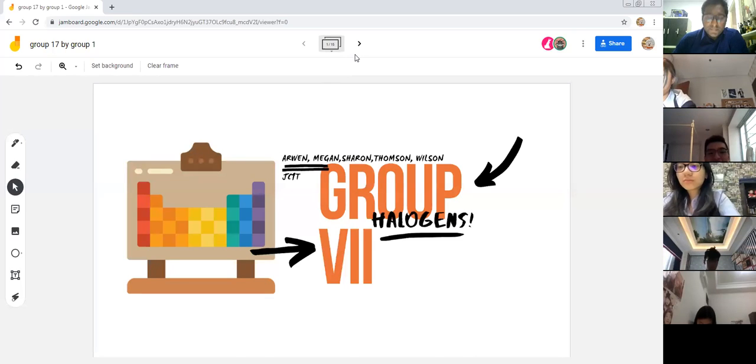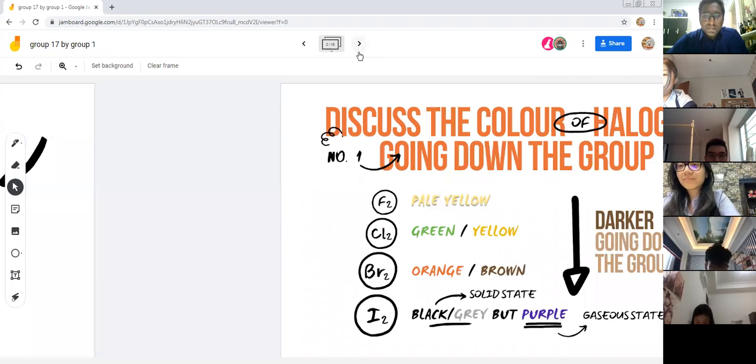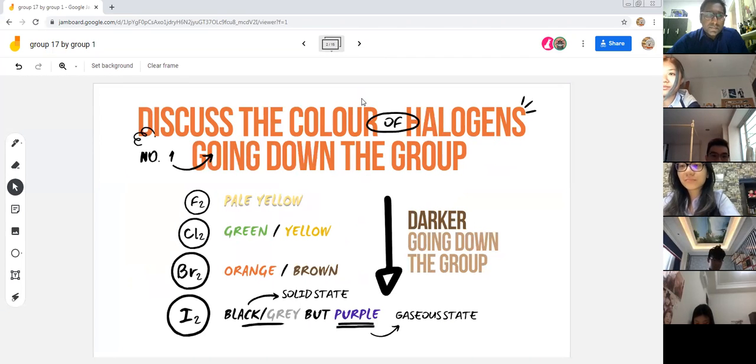JC1 Chemistry. Today we're going to talk about group 17, which are the halogens. The colors of the halogens going down the group will become darker. Fluorine will be pale yellow, chlorine will be green or yellow, bromine will be orange or brown, and iodine is black or gray when in solid state, but purple in its gaseous state.